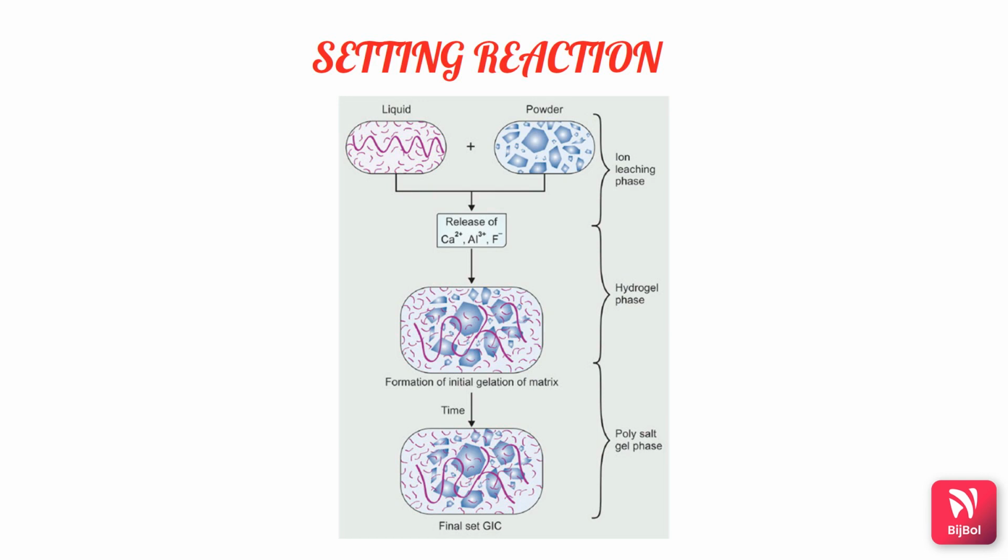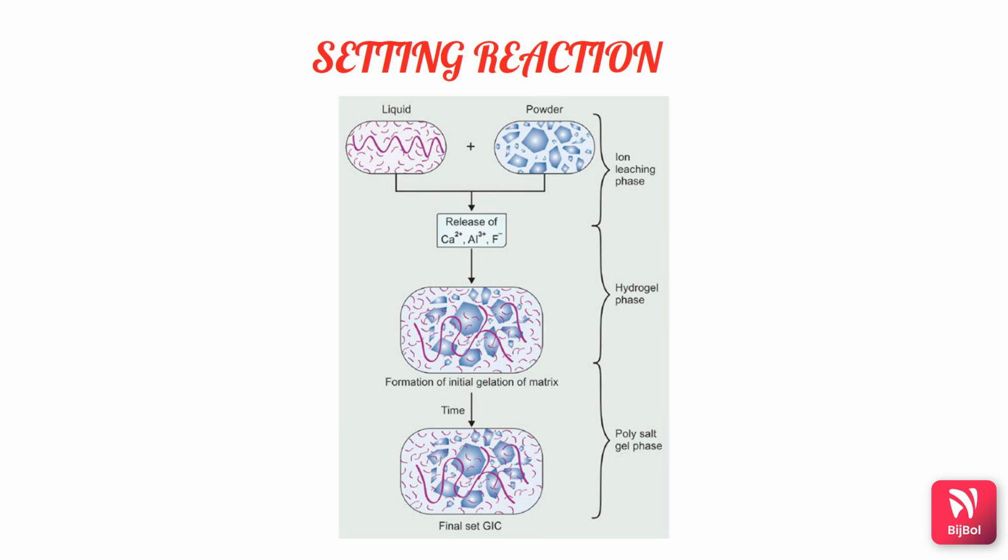And the hydration of the salts occurs. That is, during the maturation phase, there is a progressive hydration of the matrix salts, which leads to sharp improvements in the physical properties of the cement. That's how the setting reaction occurs in the GIC.